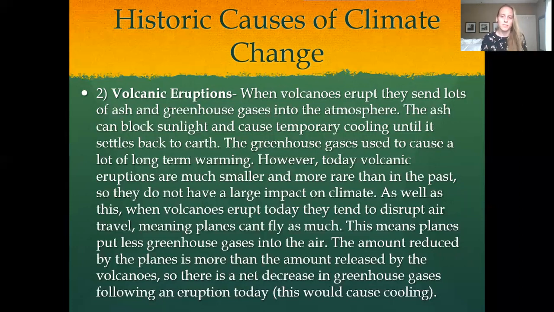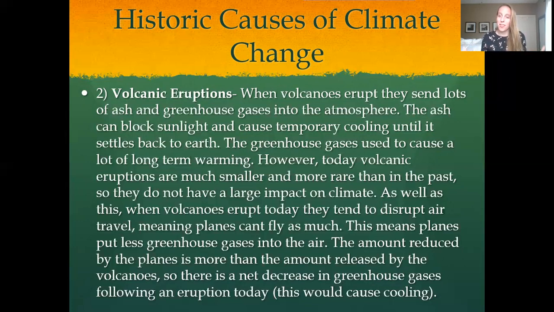Moreover, volcanic eruptions nowadays actually cause a net reduction in greenhouse gases being put into the atmosphere, and that is because of their effect on air travel. When volcanoes erupt, it grounds planes that would normally fly through that airspace because it's really dangerous for planes to fly through volcanic ash.